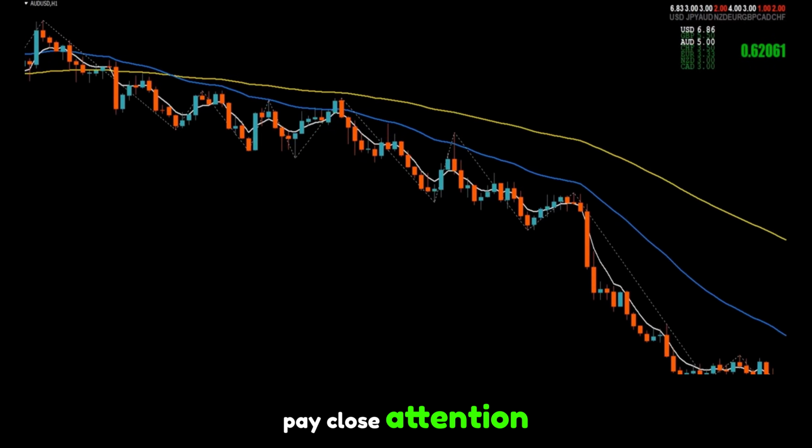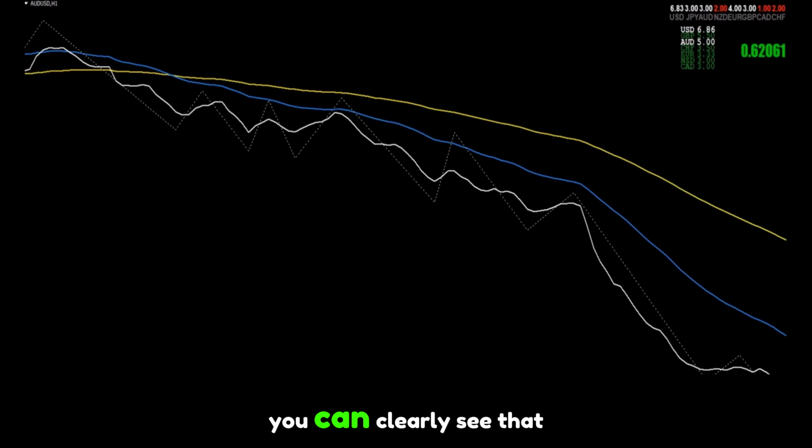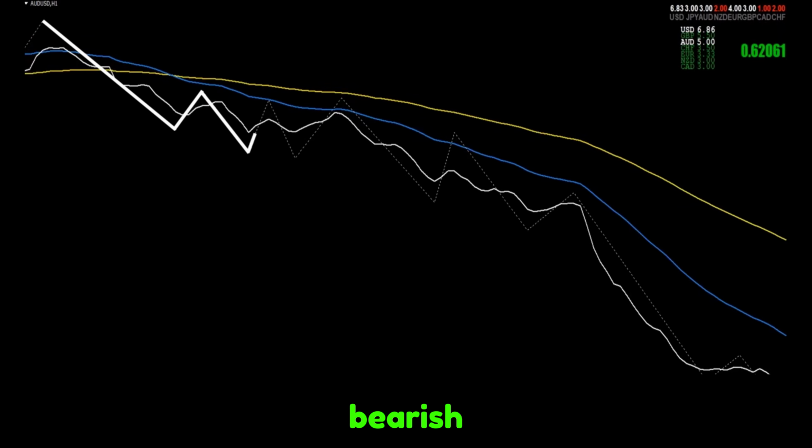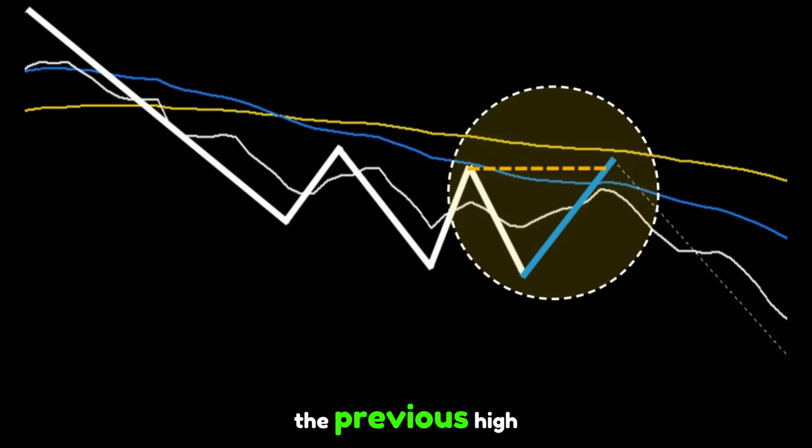Just take a look at this case right here. Pay close attention. This might be a game changer for you. Look at this chart. Focus on this market structure. At first glance, you can clearly see that the market is in a bearish trend. But then, boom, the price suddenly breaks above the previous high.